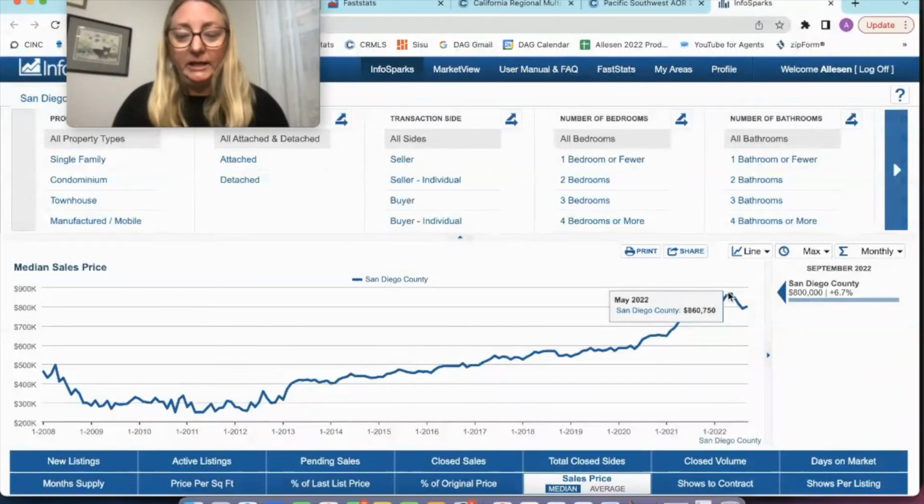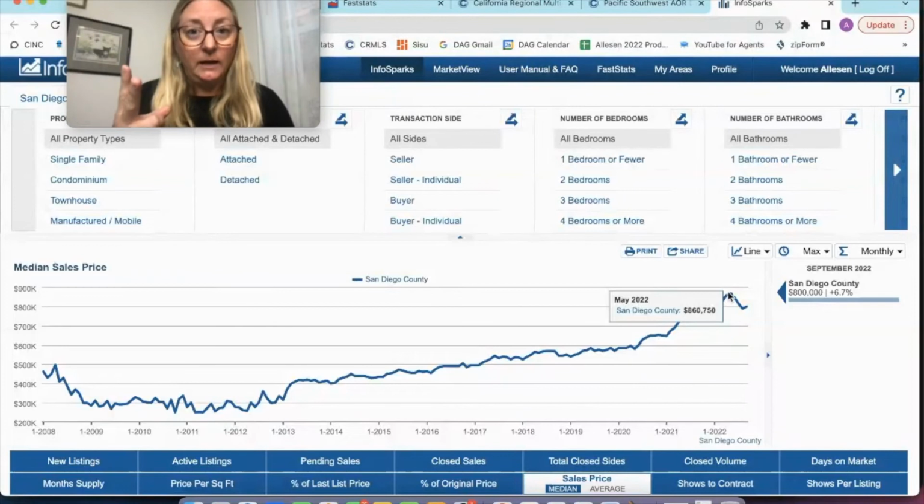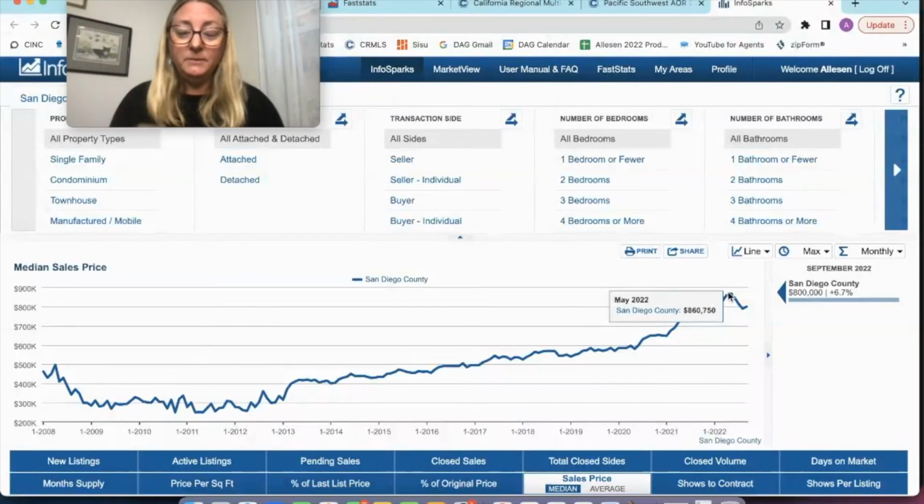We're not in that market. So I don't see more inventory coming on the market. Prices are down. Prices are down because interest rates are up.